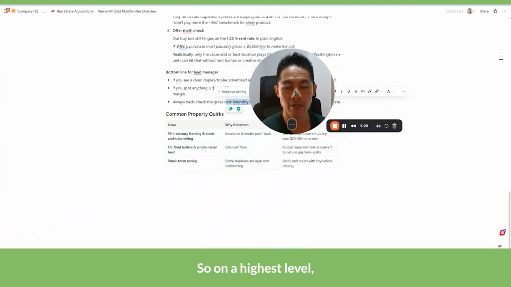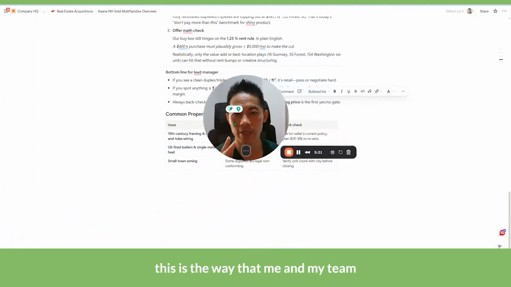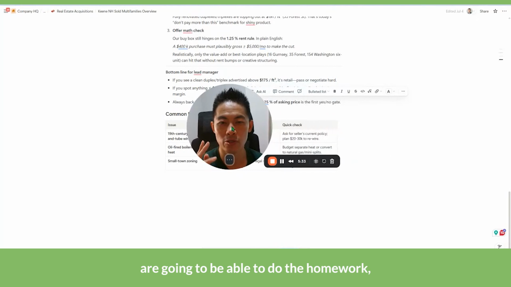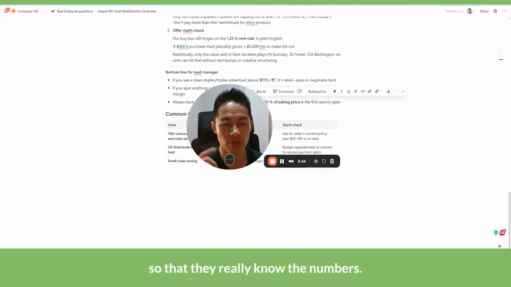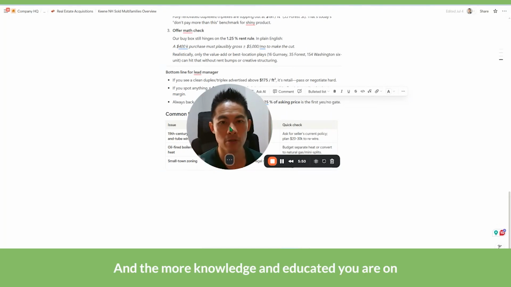So on the highest level, this is the way that me and my team are going to be able to do the homework, do the research, and make sure that in any area that you or any of your referrals want to buy in, you can see the amount of homework that we're putting into it so that they really know the numbers. So when a deal comes in, and we're going to share this with you too, right? Knowledge is key. And the more knowledge and educated you are on what's a good deal or not, it allows you to make a deal and a decision faster. And speed to lead is everything in this business.